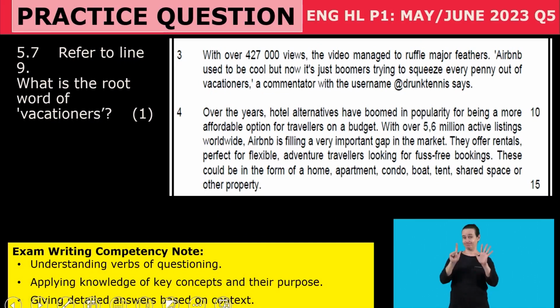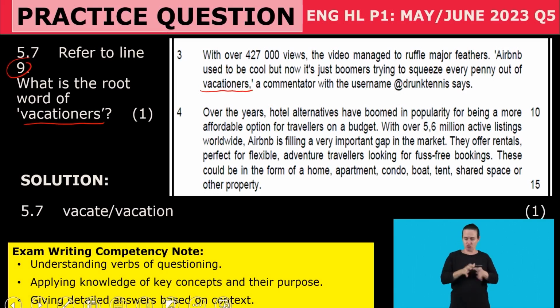Then question 5.7, refer to line 9. What is the root word of vacationers? So go back to that information that you've learned. Vacationers in line 9 is there. So the root word of vacationers should be to vacate or vacation. What a lovely idea.